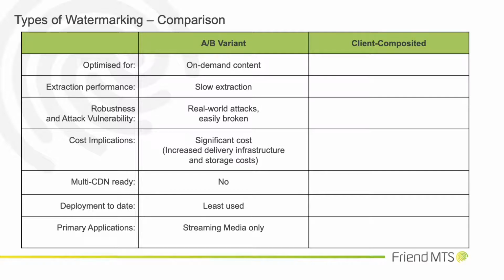Think about error checking, padding, boundary identifying. It all takes time. Robustness and attack vulnerability. Well, we've seen the real-world attacks on AB variant. It's easily broken. Whether you're doing your segment switching at the CDN edge, so edge switched, or using the streaming manifest to do it, that's manifest switched. And in the link I'll give you later, you'll be able to look at the attacks in more detail. Also, once it's broken, it's done. It's not flexible to adapt to the pirates.